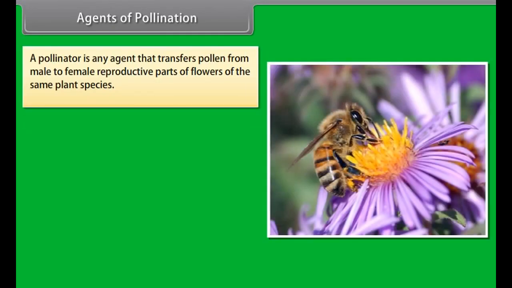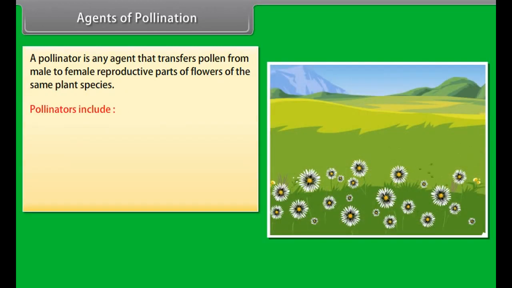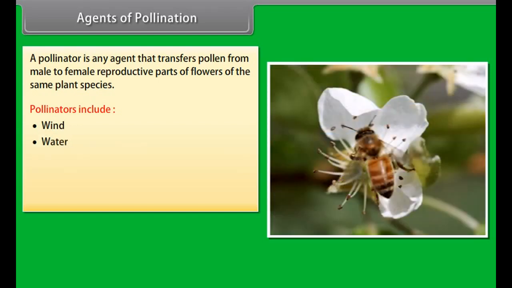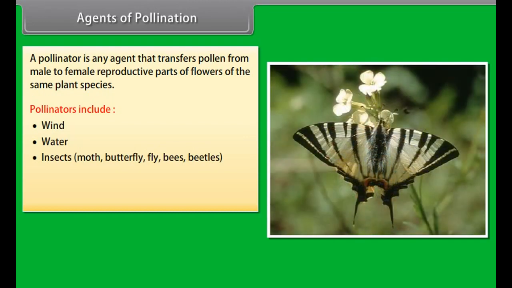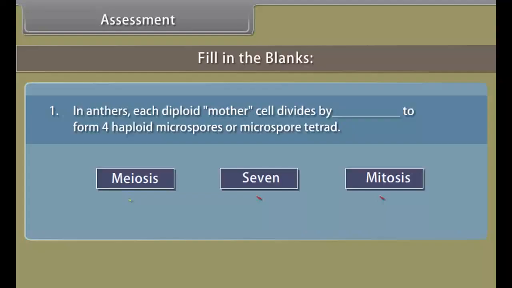Agents of pollination. A pollinator is any agent that transfers pollen from male to female reproductive parts of flowers of the same plant species. Pollinators include wind, water, insects like moth, butterfly, fly, bees, beetles, bats, birds, and other animals. The picture represents co-evolution of hummingbird's long, narrow beak with long, narrow floral tubes to aid in pollination.